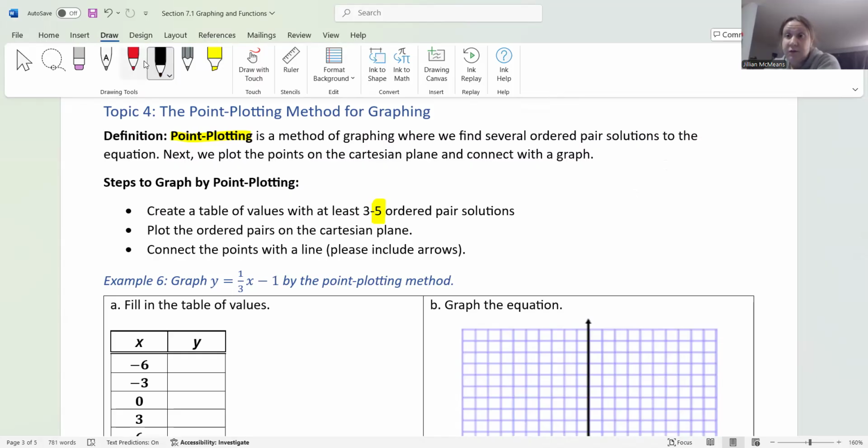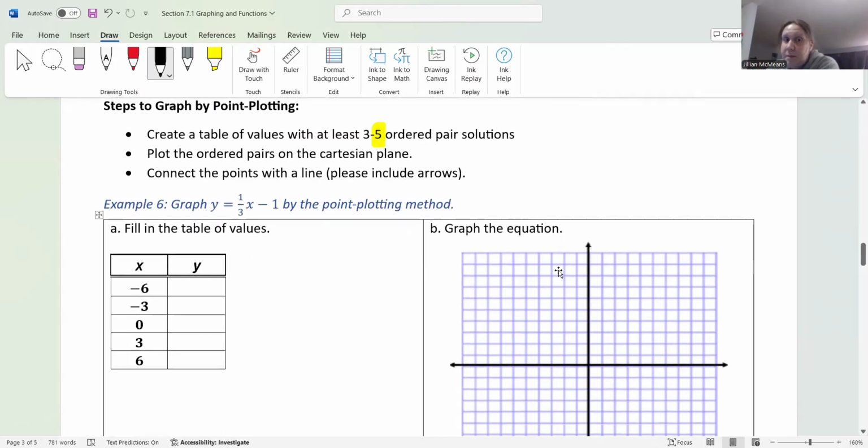Once we have figured out our table of values filled with those 5 ordered pair solutions, we want to plot the ordered pairs on the Cartesian plane. And then we want to connect the points with a nice, pretty graph. It doesn't have to be a line. Just make sure you include arrows on the end, because you have to remember the graph is the visual representation of the entire solution set. We always have infinitely many solutions, but oftentimes our graph is going to go off forever in some direction, and we need to indicate that to our reader. Okay. So let's do this first one by hand.